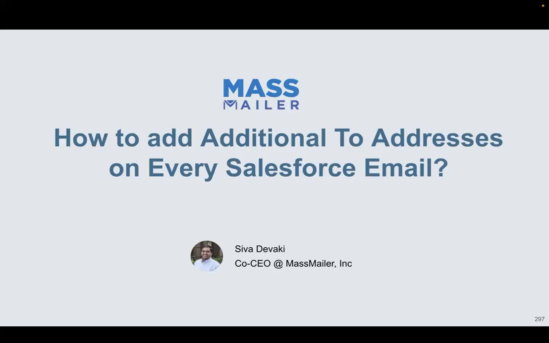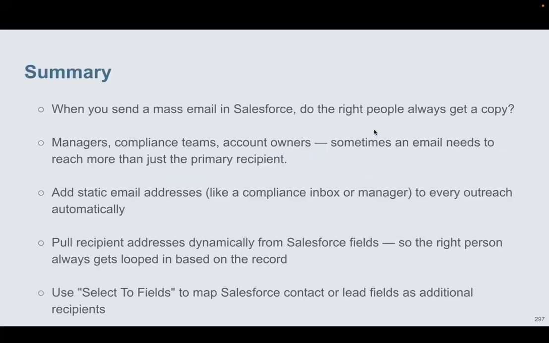As you may know, in MassMailer, it used to be just one To recipient, but you had a feature through which you could send BCC and CC to multiple recipients. What we have done is added a new feature through which you can add additional To addresses. That's all it means. And it's quite simple to do this. And why would people do this?